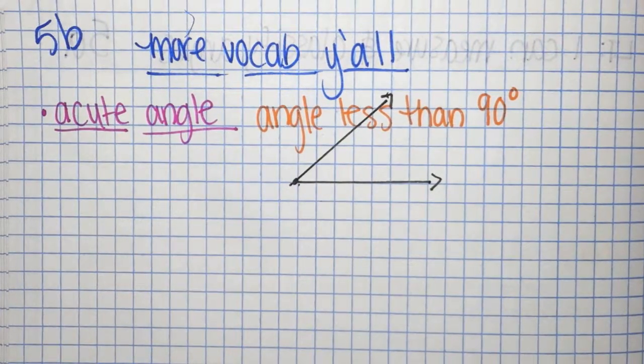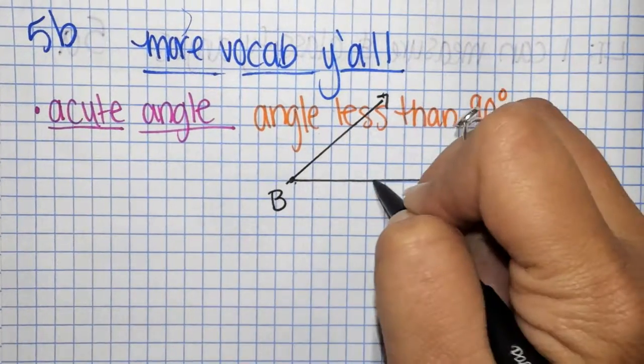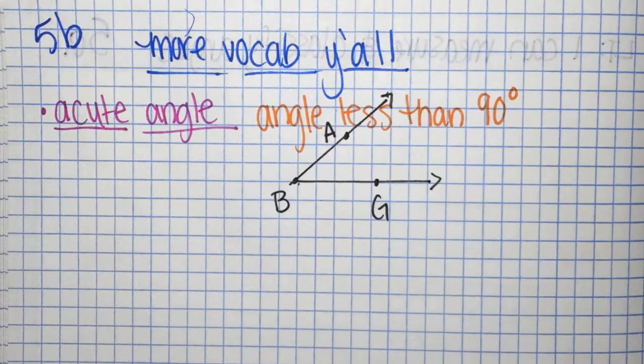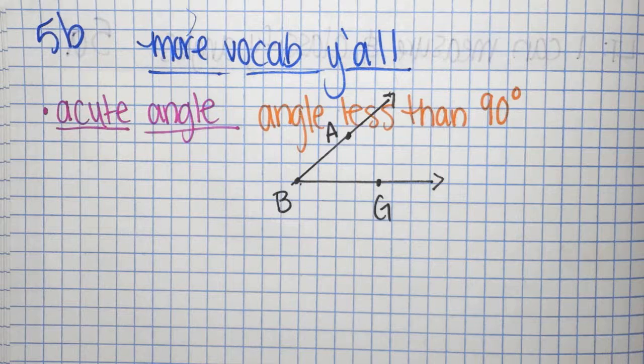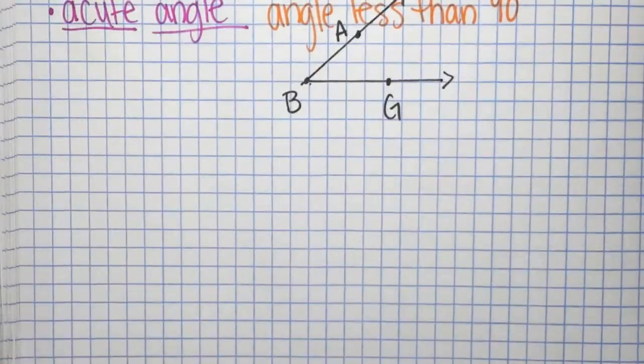How many points do we need to name an angle? 3. Oh my gosh, I hate strong things like that. You put an angle or something over the word. I'm sorry. I won't do it again.